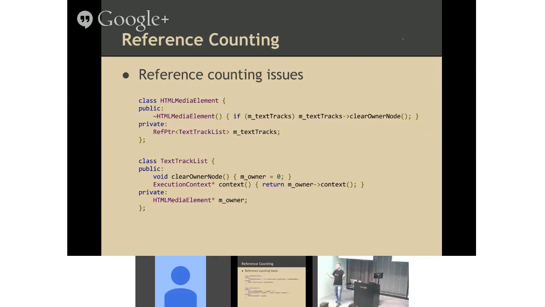If you do not have ref pointers in both directions, then one of your objects can die before the other one, and you have to clear out these pointers, because otherwise you'll have stale pointers in your system, which would be really bad for security.